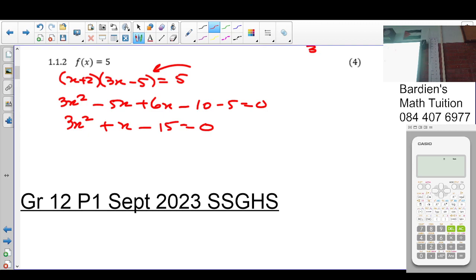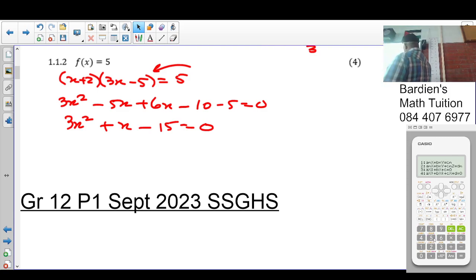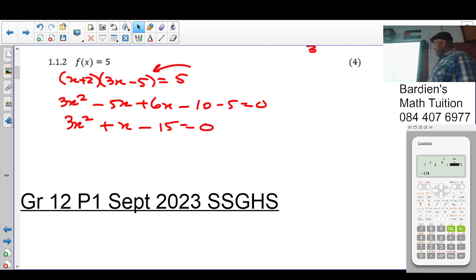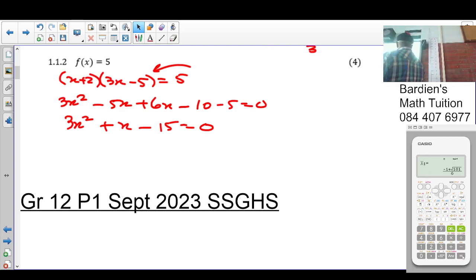I can either use the quadratic formula, or I can use the trinomial rules, or I can use this calculator here. So I press mode, equation number 5 and 3. So it's 3, 1, minus 15. That one doesn't have rational roots, okay? So you must use the quadratic formula here.